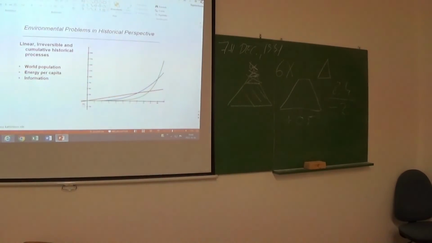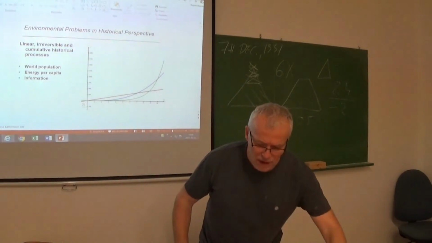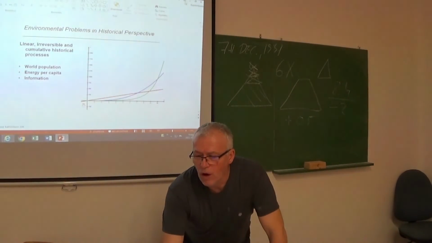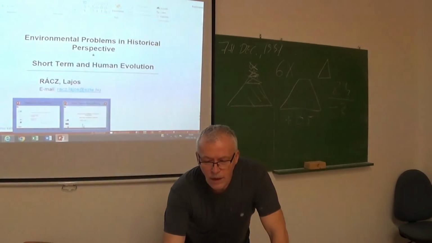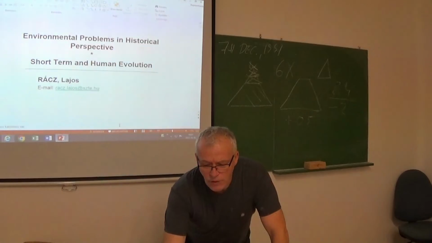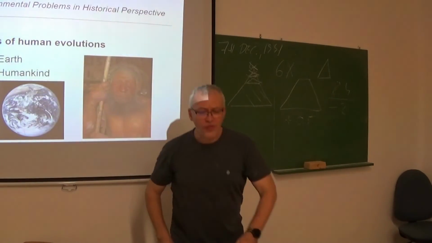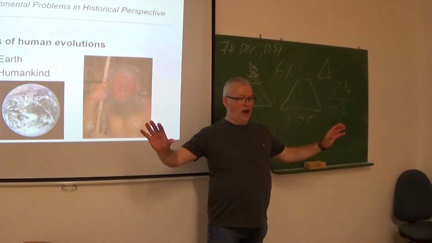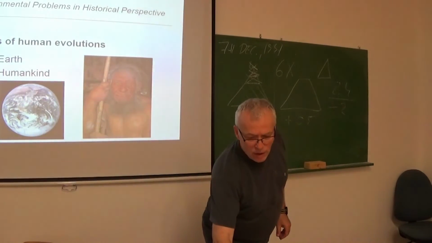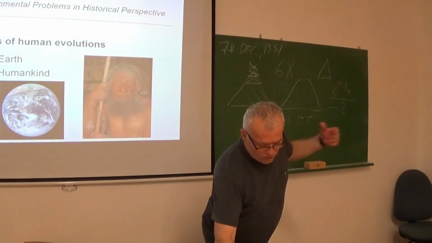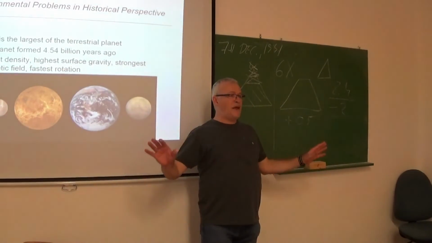Let's look at some elementary information first. If we are looking at human history from the point of view of environment and environmental interaction, we have to calculate with two actors, Earth and humankind. A globe and a humankind, which appears in the last phase of evolution.